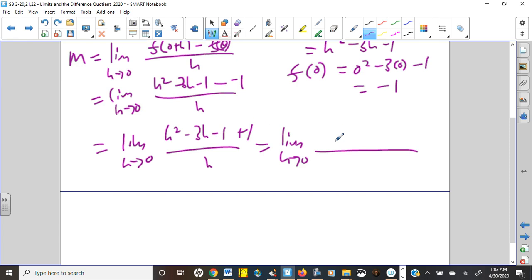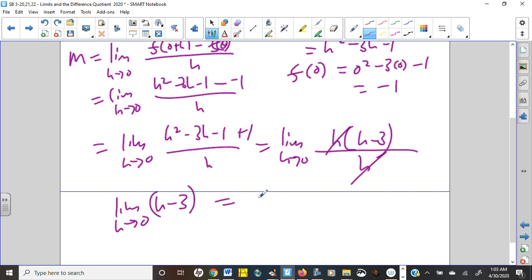And so those ones cancel, and I just get h squared minus 3h. I'll go ahead and factor the h out so we can get that cancellation. The limit as h approaches 0 of h minus 3 is just going to become 0 minus 3. Holy cow, every one of these problems had a negative slope, didn't it? Interesting.